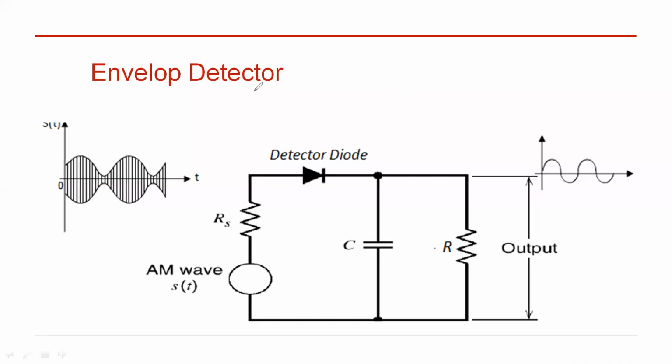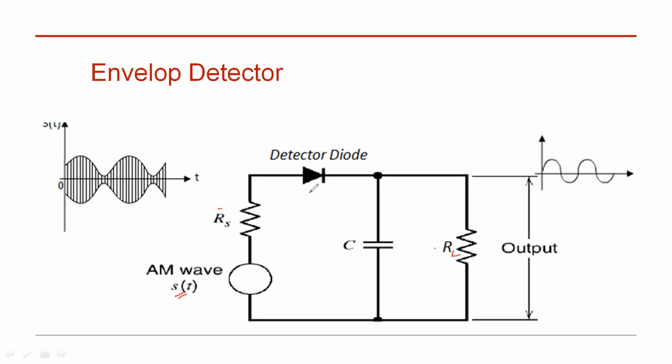Hello everyone. In today's session, we are going to study an important and commonly used demodulation technique of AM, that is the envelope detector. An envelope detector consists of a diode, which acts as a switch, and an RC filter. The input to an envelope detector is the amplitude modulated wave, denoted by s(t). It consists of a source resistance and a load resistance.